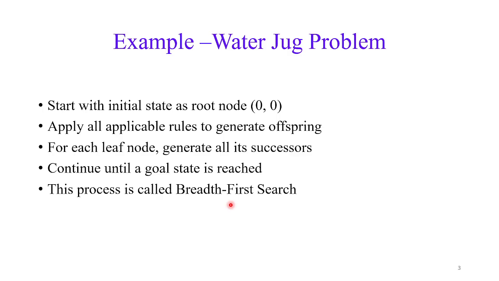So for this problem, how do we generate the next offspring? We can fill the 4-gallon jug, which gives a state of 4, 0. Or I can fill the 3-gallon jug, which gives a state of 0, 3. So these are the two children.